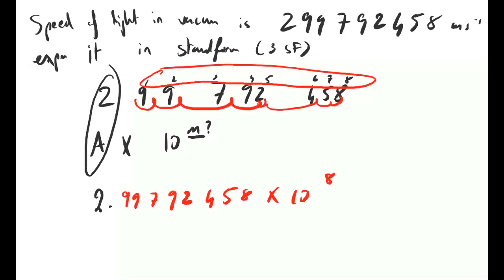So we need to express it in 3 significant figures. So 299.792 taken to 3 significant figures. This 7 will approximate to 0, 0. So it'll be 3.00 times 10 to the power 8 meters per second, m s to the power minus 1.